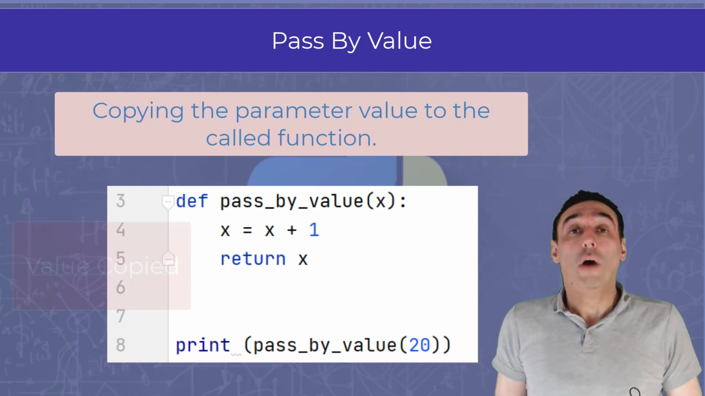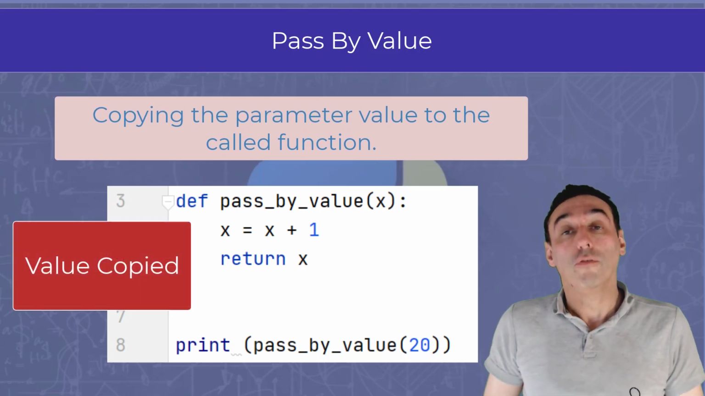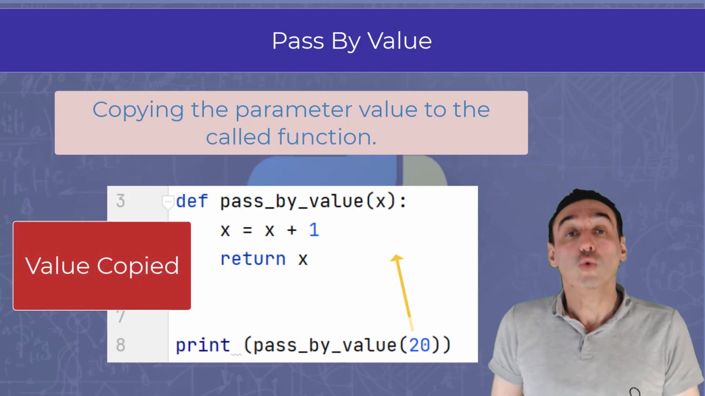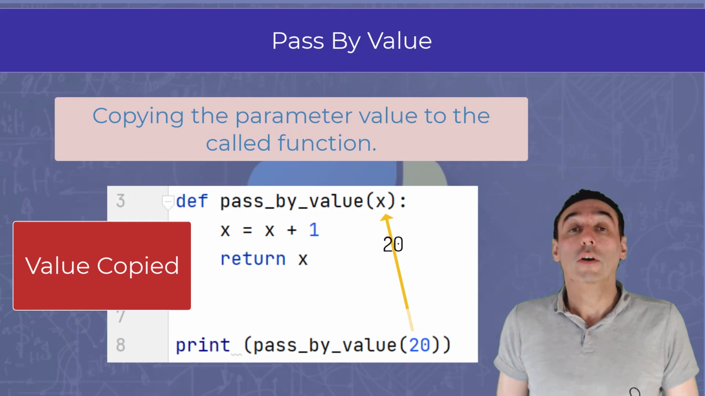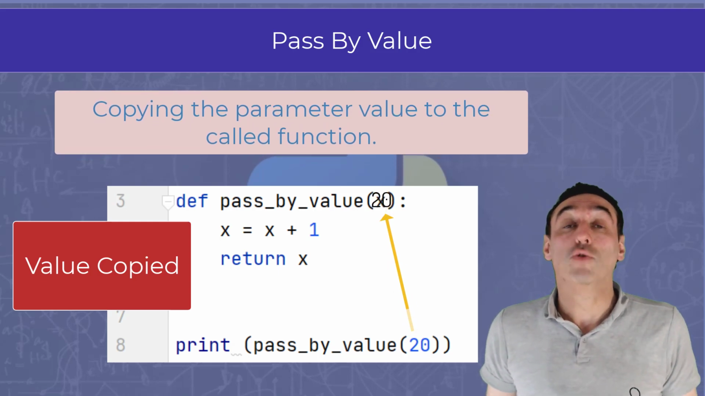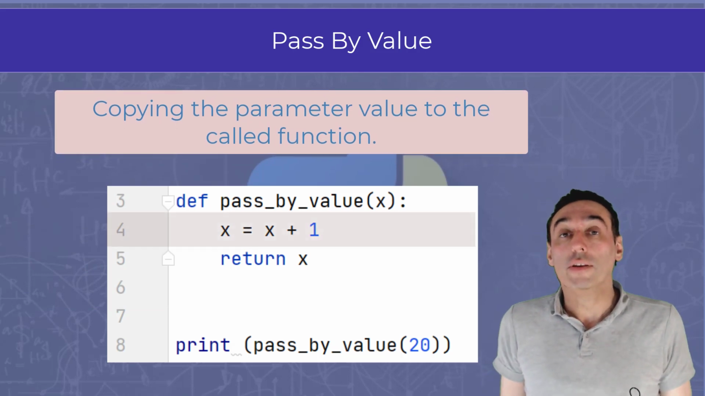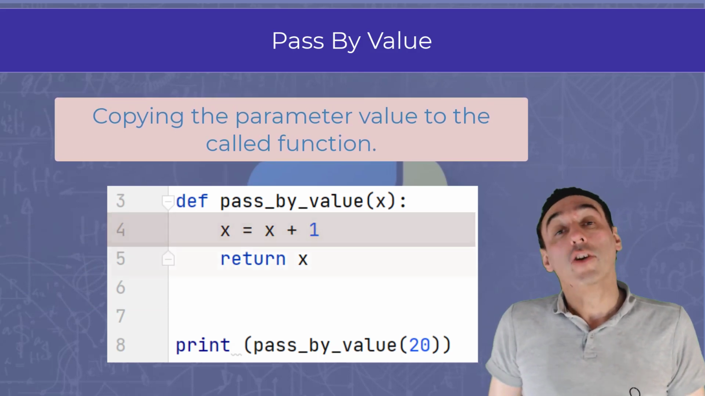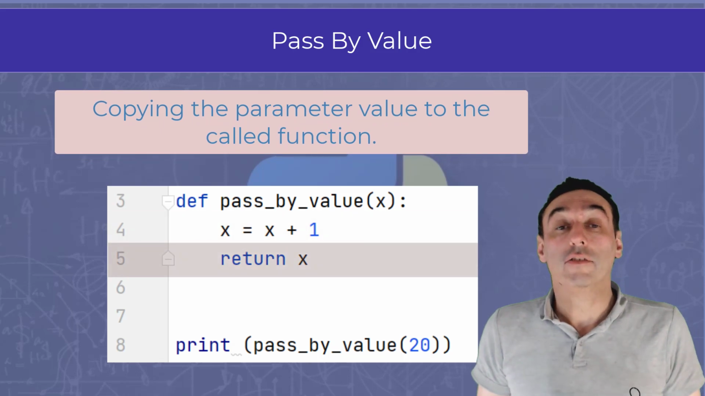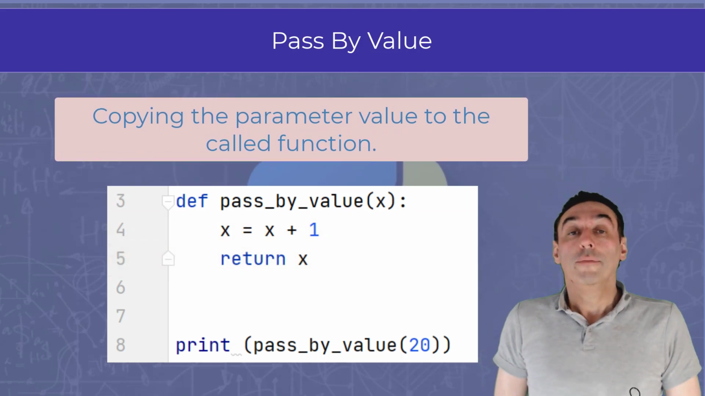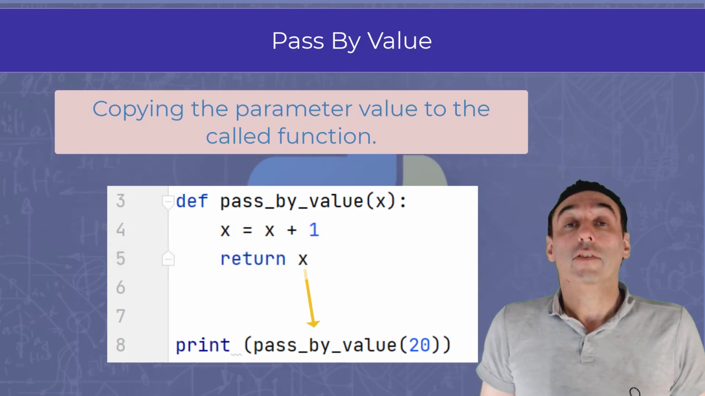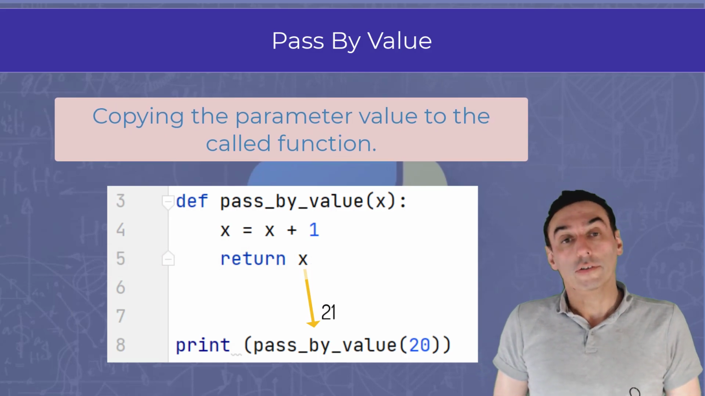So in reality, what happens is a copy of the value 20 is taken to the function pass by value, as you can see. So x is now 20. We then add 1 to x, so it becomes 21. And then we return the value of x to where it was called from, as you can see here. So 21 will be returned.